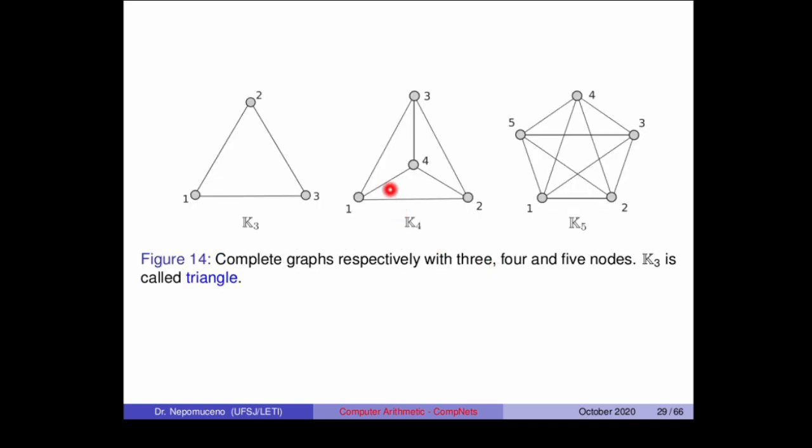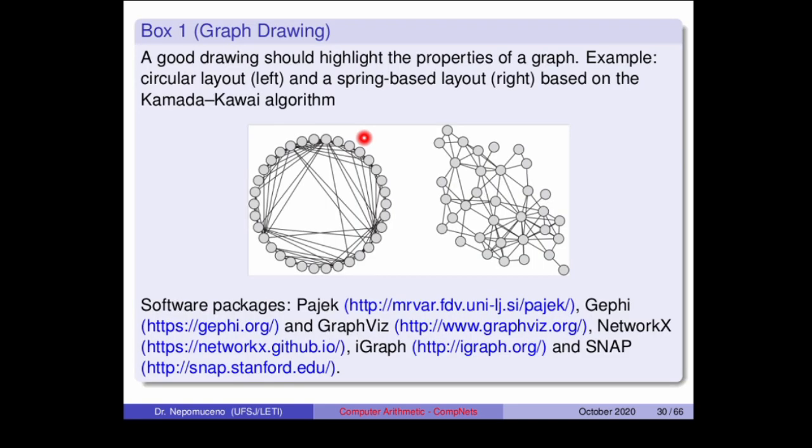So this is a complete graph of 3, 4, and 5 nodes. So all the nodes have all the possible connections.